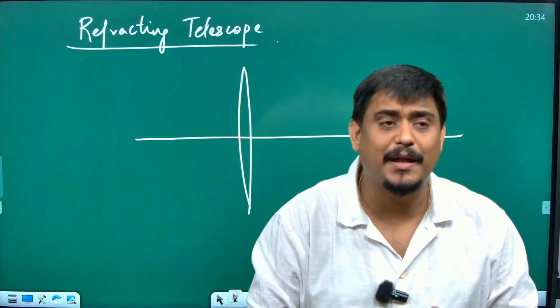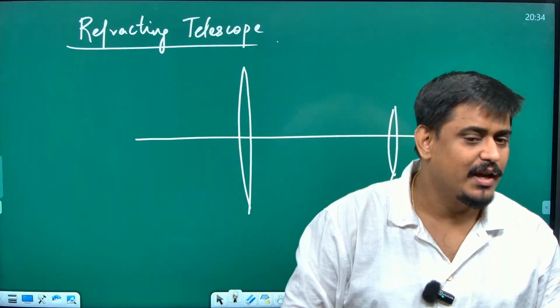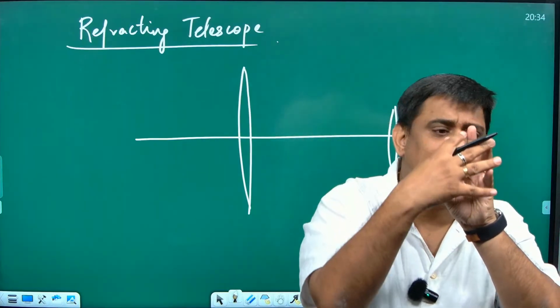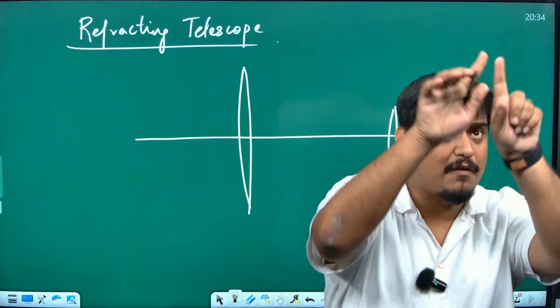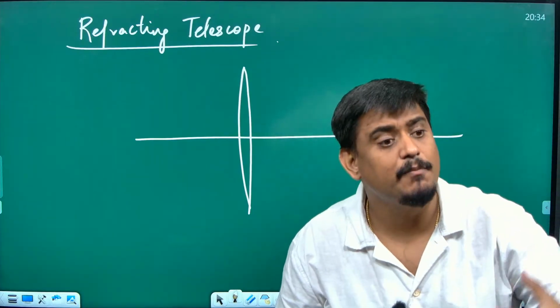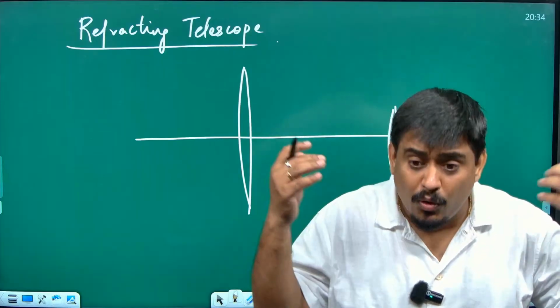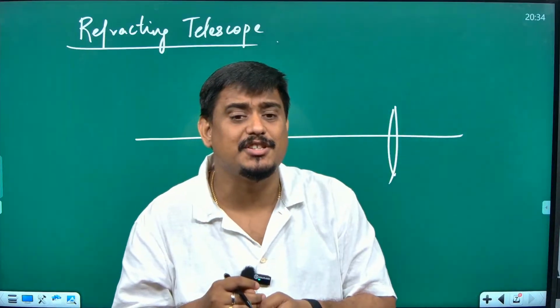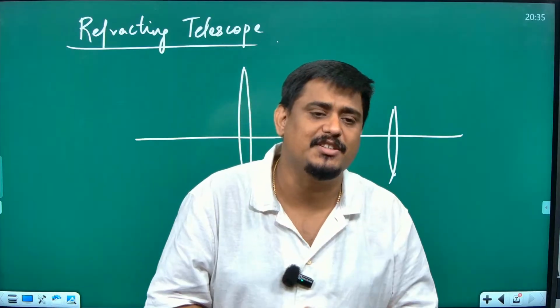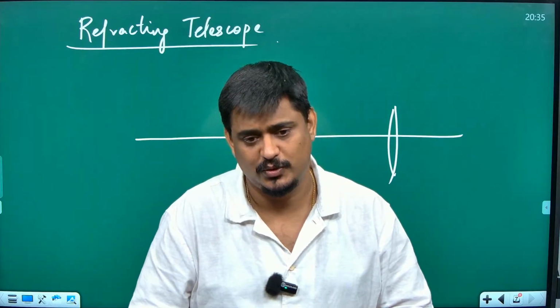Same logic is applied to telescopes also. If you have a smaller lens, the amount of light entering the lens will be less. If you have a bigger lens, the amount of light entering will be more. The more light enters, the more rays are used to form the image. The more rays are used to form the image, the clearer the image is. It will not be blurred to you.